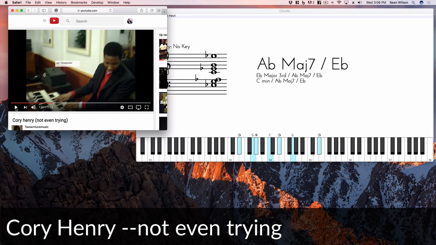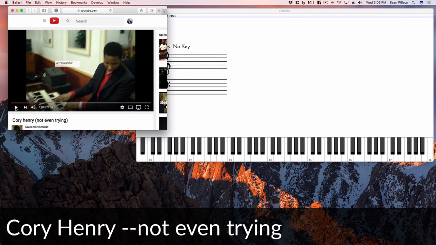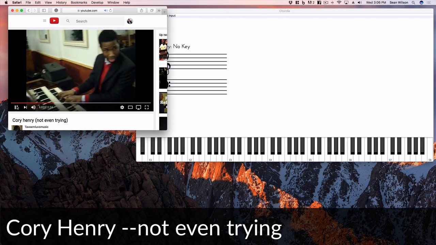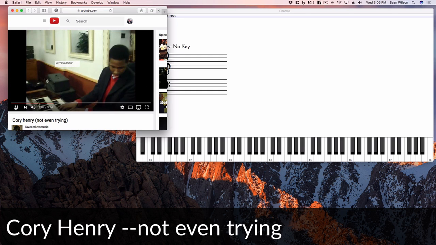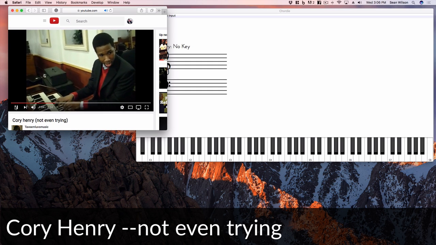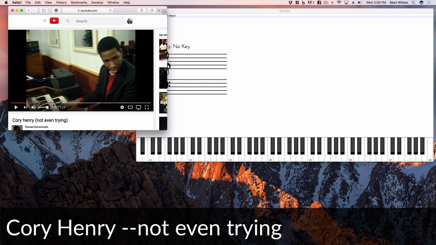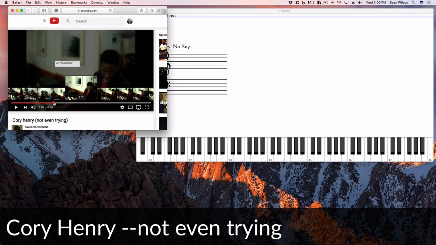See? And again, this is not using perfect pitch. I know he's in the key of A flat because that's what they said. Yeah, let's get that part right there, just to show you guys. See, so that whole phrase there.